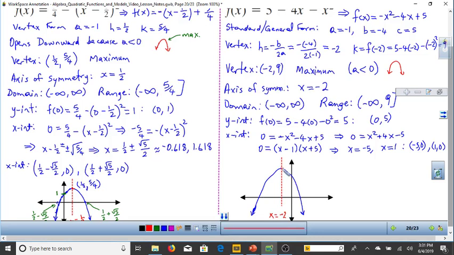And the y-intercept is at 5. X-intercepts are at 1 and negative 5, which are evenly spaced from the axis of symmetry, 4 units away, 3 units away, sorry. And that's that. And there we have it. Let me put the vertex here. Negative 2, 9.